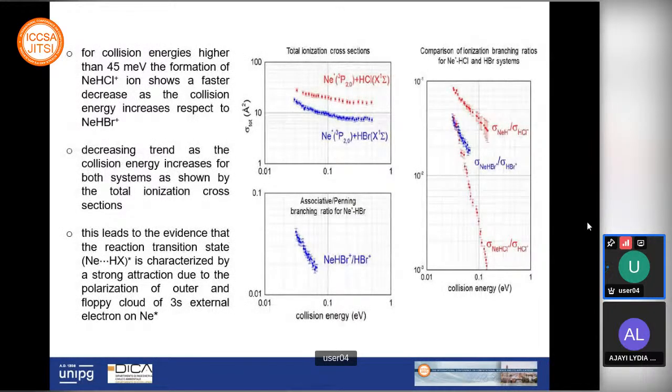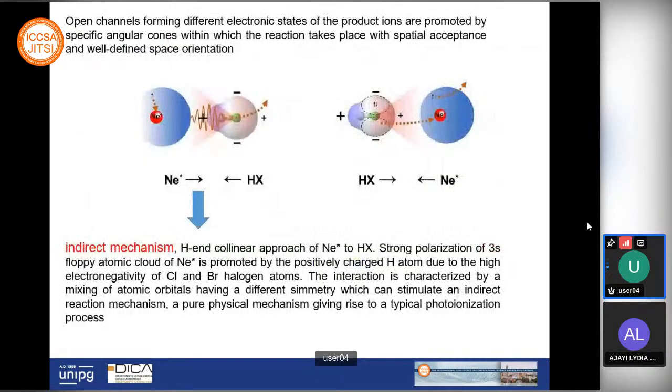If we go back to the total ionization cross sections, we have a faster decrease of the Ne*-HCl formation for collisional energies higher than 45 millielectron volts with respect to the one with HBr. And we have a decreasing trend in general as the collisional energy increases for both systems, as we can see in the total ionization cross sections. We can discuss the two mechanisms also through these open ionization channels.